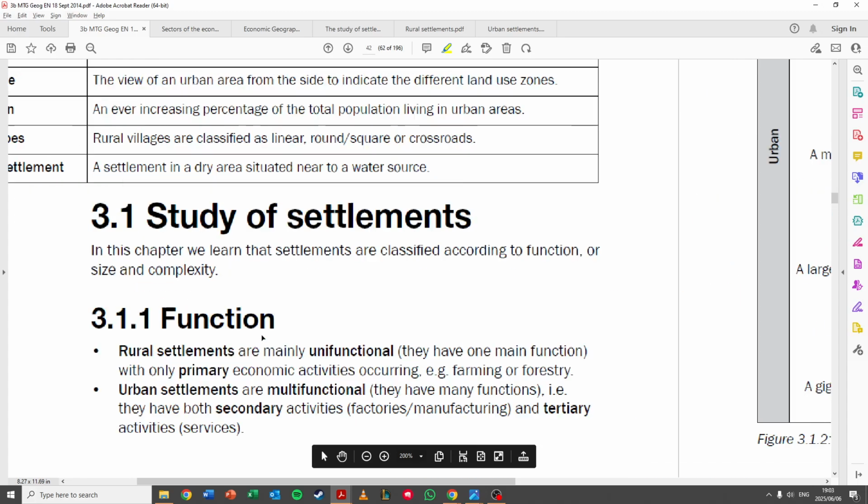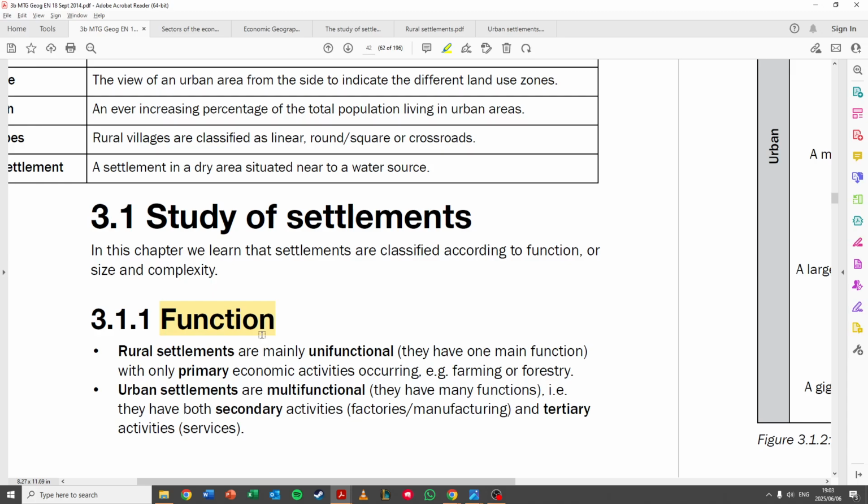Function. One of the big differences between rural and urban settlements is the functions. Rural settlements tend to be unifunctional. That means they tend to have one main function that they focus on. These are going to be part of the primary economic activities, and they are going to focus on things like forestry, fishing, farming, and mining. Typically, they have one primary economic activity that occurs in the area, a town develops around that, and mostly everything is connected to it.